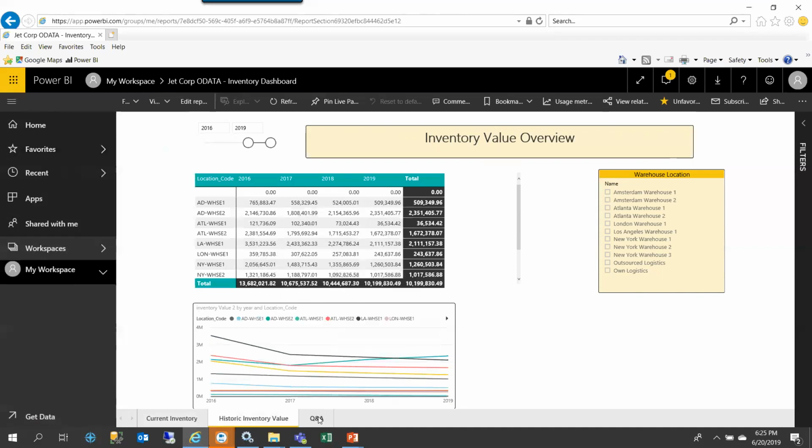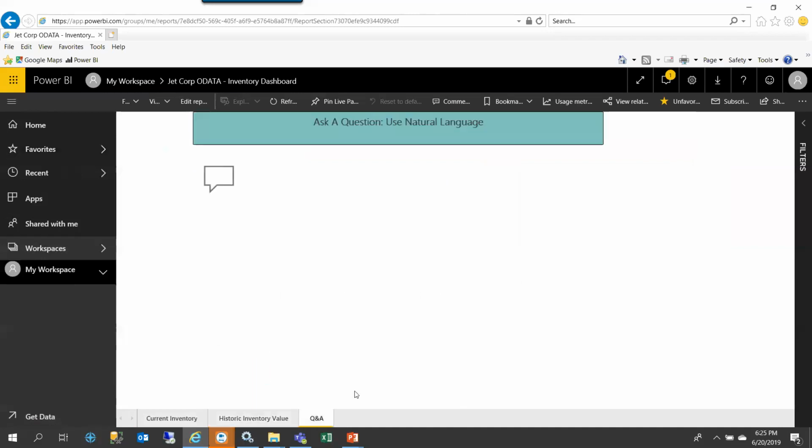The last tab is a very interesting feature that was introduced by Power BI recently, which is called Question and Answers. This allows a user in natural language to ask a question, and Power BI will attempt to create a visual to answer that question. So let's ask the following question.